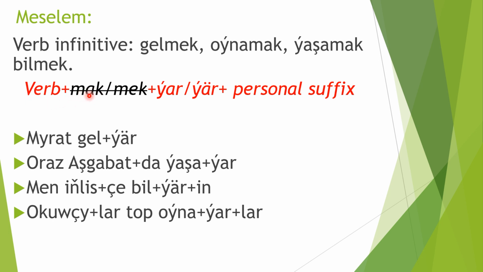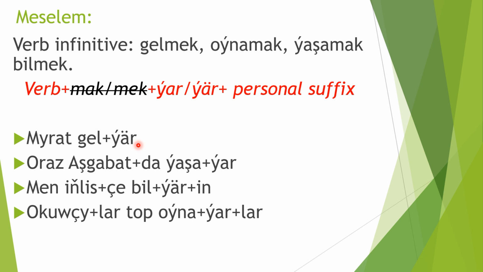In order to use the present simple, you need to remove mak or mek, the infinitive suffix. Then you need to use yer, one of these, according to the back and front vowels. And then you need to add the personal suffix. For example, Murat gelyer. Gel is come. Murat, name of the boy.